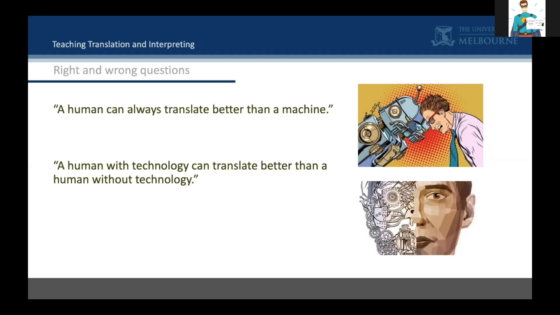But the point can be made in 2 hours that a human with technology can translate better than a human without technology. And I think that is the question we have to pursue. How can that happen? How can it happen better? The first statement is not something that we can ever benefit from. The second statement is.